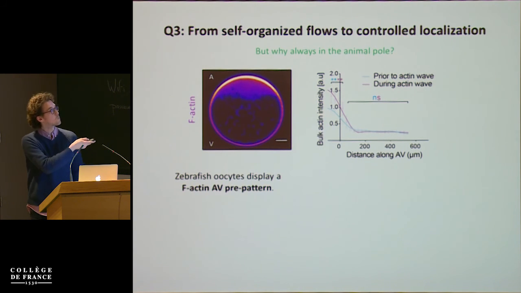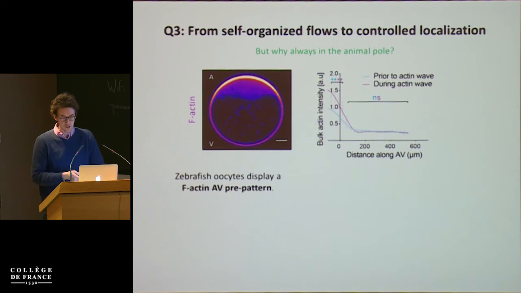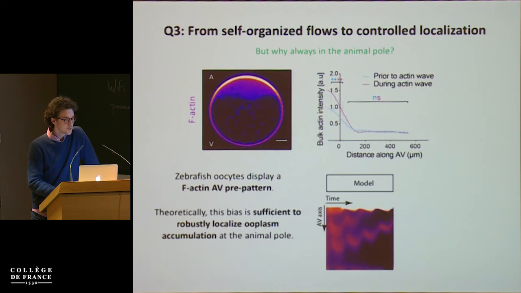So what we can do is put this gradient in the model. The conductivity, viscosity and frictions were all measured before through different experiments, and you can ask, okay, is this sufficient to robustly bias my self-organized flows? And it turns out that yes.